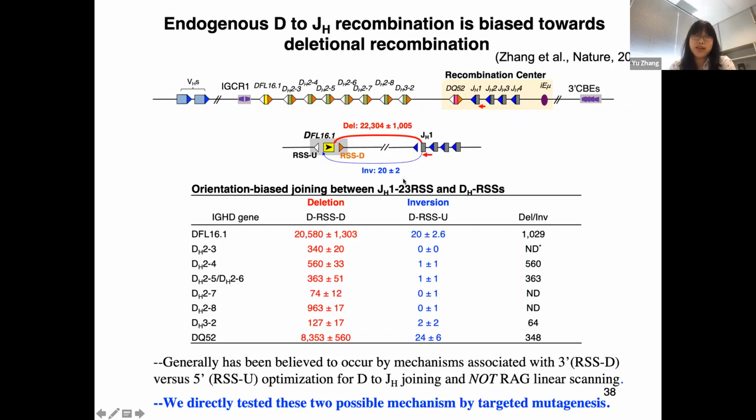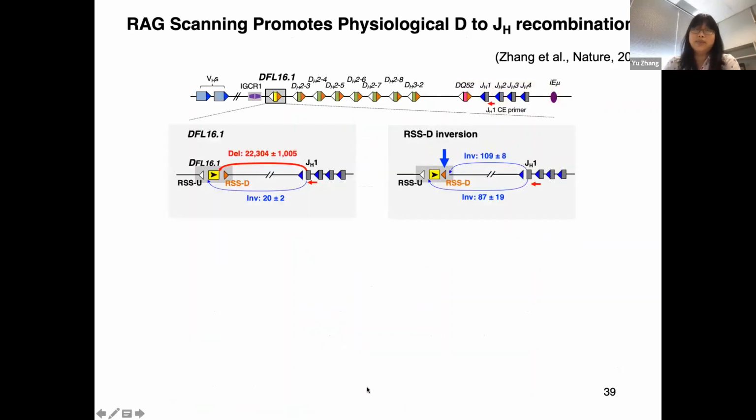So to test these 2 possible mechanisms, we did so directly by targeted mutagenesis. So for this, we first used the very highly used DFS 6.1. As you can see, in the wild-type situation, the deletional joining using the downstream RSS is much higher than the inversional joining using the upstream RSS.